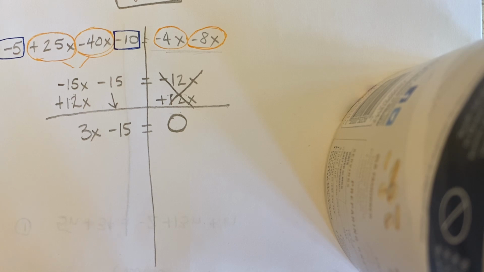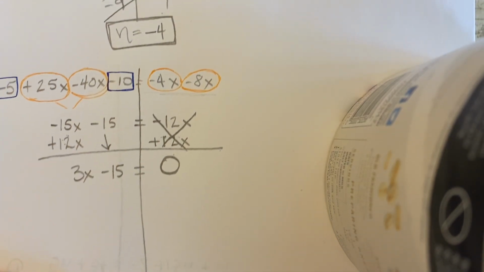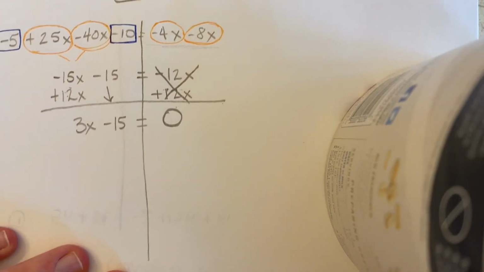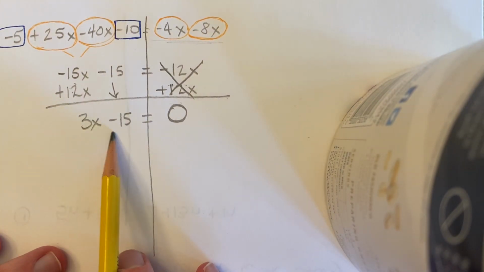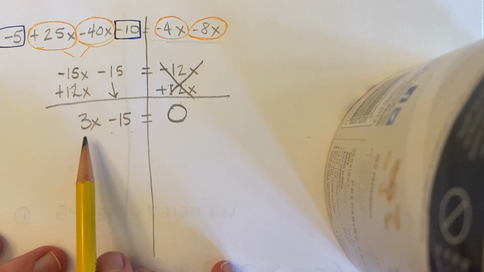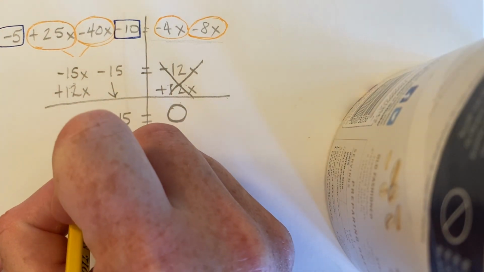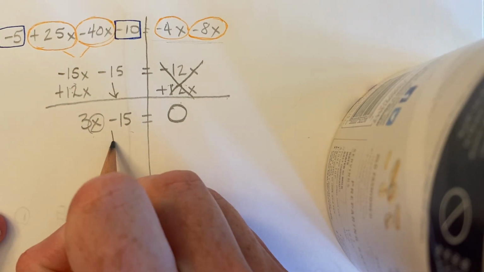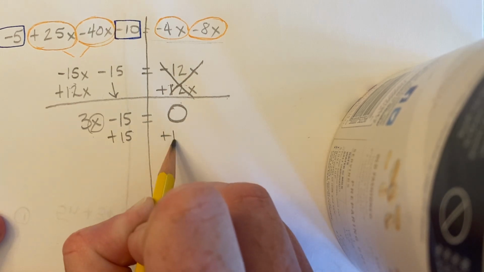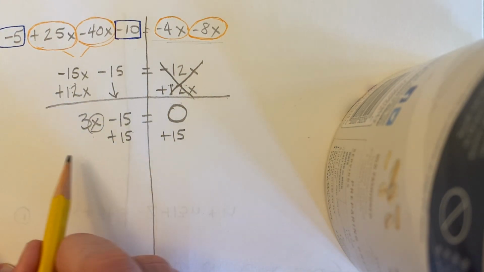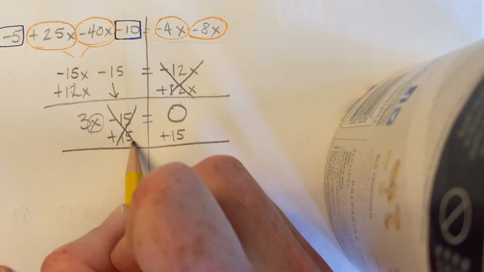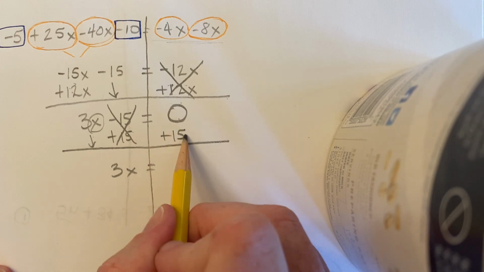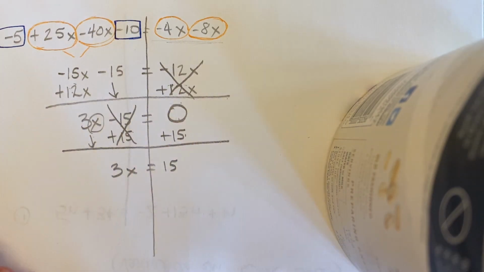Okay, positive 3x. And at this point, I'm ready for PEMDAS backwards. So I'm looking, is there anything I could add or subtract to make my life easier where I can get this variable by itself? Yeah, they're subtracting 15. So if I add 15 to both sides, I can get rid of it. That way I'm going to bring down my 3x. 0 plus 15 is 15.